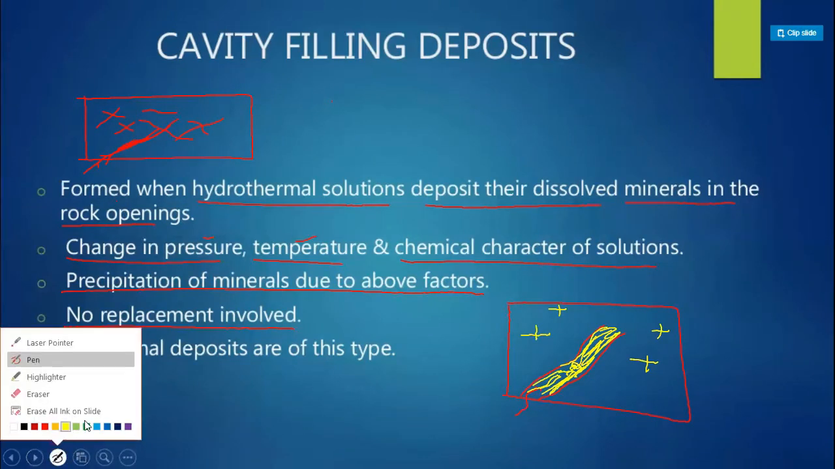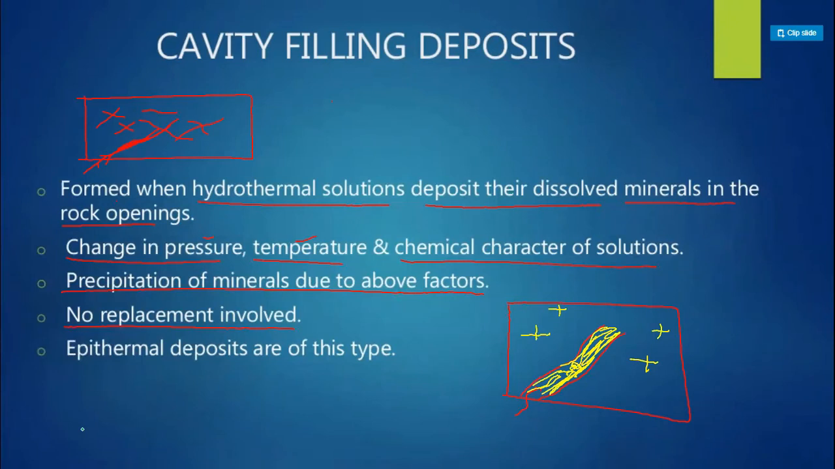Sometimes what happens is that this solution enters into the crack and dissolves, melts this rock, and here there will be deposition. Due to what? High temperature. The solution will have high temperature which dissolves this country rock. This is called replacement. It is taking the place of the original rock and crystallizing, or you can say solidifying. So that is replacement.